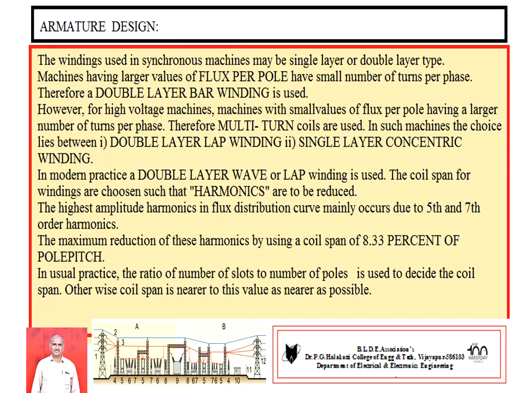If high voltage machines with smaller value of flux per pole have a larger number of turns per phase, in that case, multi-turn coils are used. So the choice lies between double layer winding and single layer winding. In modern practice, double layer, wave and lap type of windings are preferred.